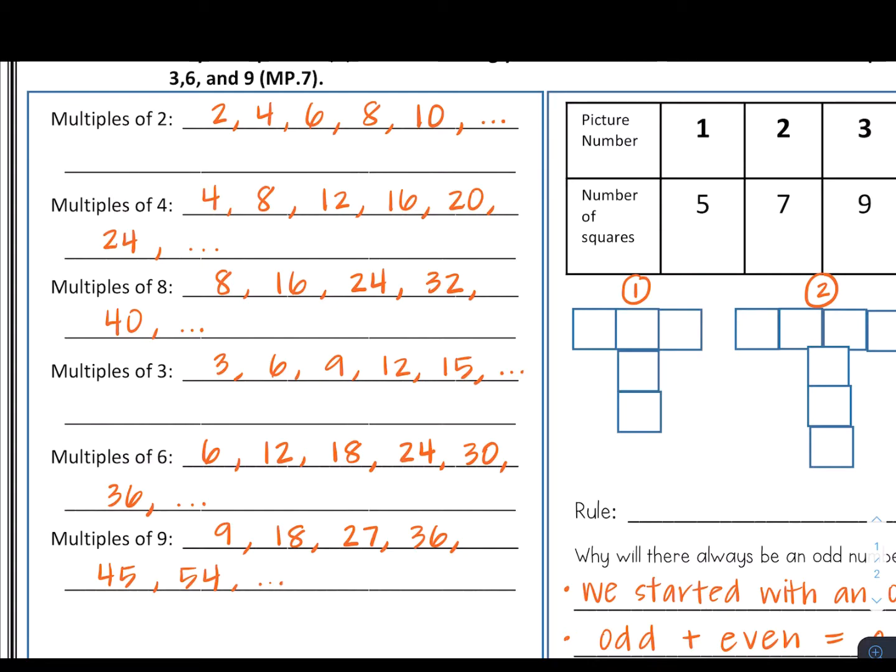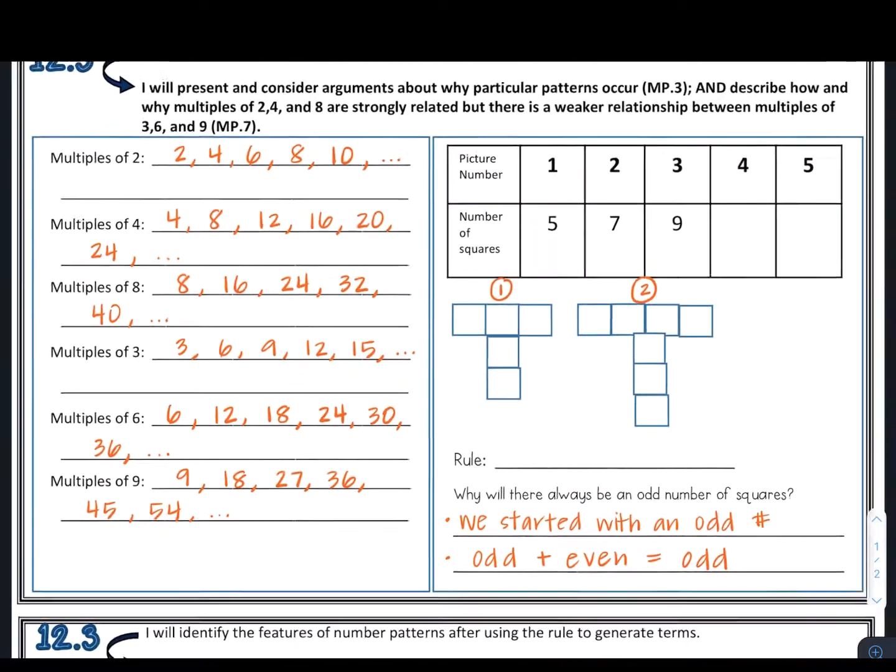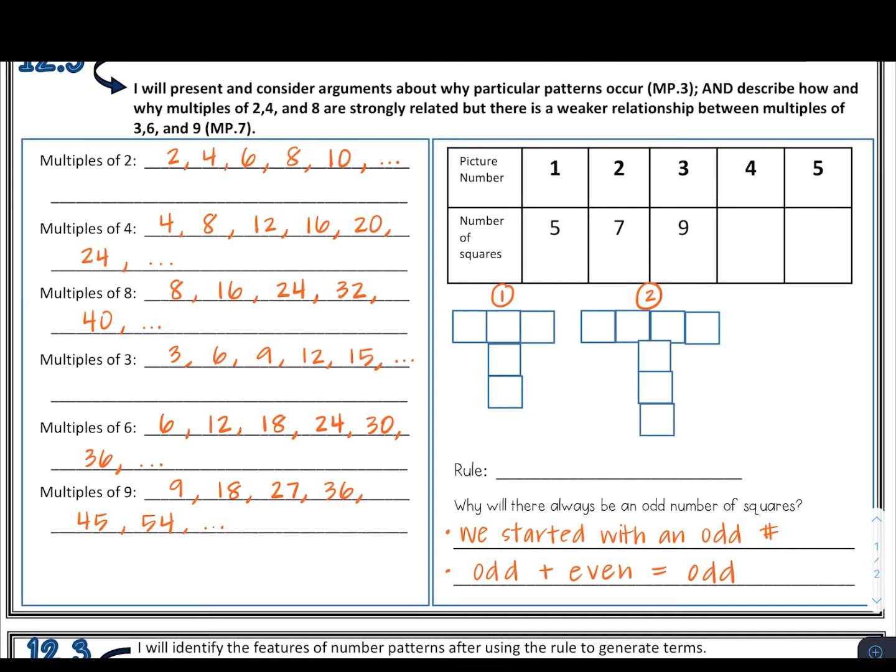Multiples of 3: 3, 6, 9, 12, 15. You can keep going, that's why I'm putting the 3 dots there. Multiples of 6 are listed, and then multiples of 9. Okay. So these will be able to help us when we're working with patterns.